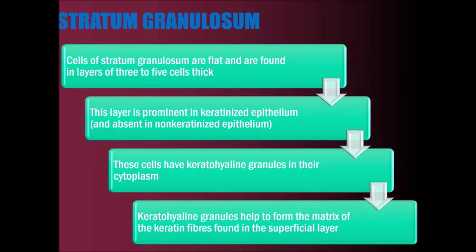The stratum granulosum. The cells of the stratum granulosum are flat and are found in layers 3 to 5 cells thick, and this layer is prominent in keratinized epithelium and absent in the non-keratinized epithelium. These cells have keratohyaline granules in their cytoplasm. The keratohyaline granules help to form the matrix of the keratin fibers found in the superficial layer.